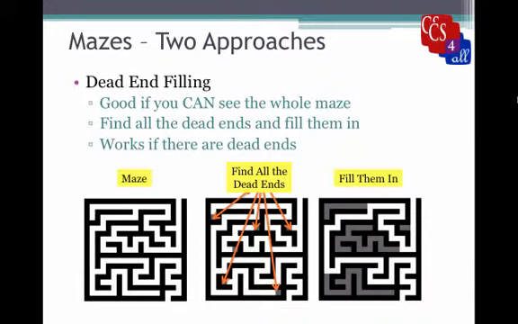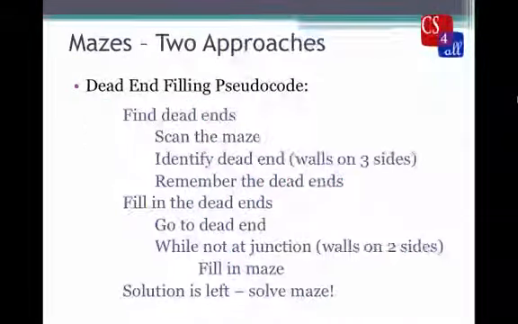The second approach we're going to look at for mazes is dead-end filling. This algorithm is good if you can see the whole maze or if your computer can see the whole maze. And what you do is find all the dead ends and then fill them in. And what you're left with is the solution to the maze. Now this works only if there are dead ends. Some mazes don't have any dead ends, and hence the dead-end filling method won't work.